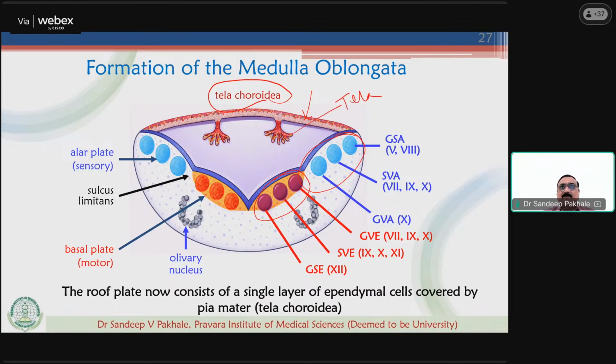Due to vascular proliferation, this region forms a tuft of capillaries, or tuft-like invaginations, into the ventricular cavity. So this is the ventricular cavity, which develops into the choroid plexus. And this choroid plexus is responsible for CSF production.